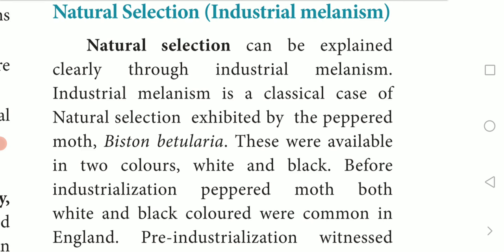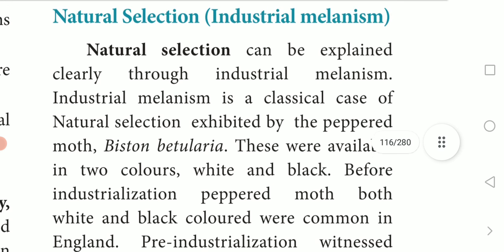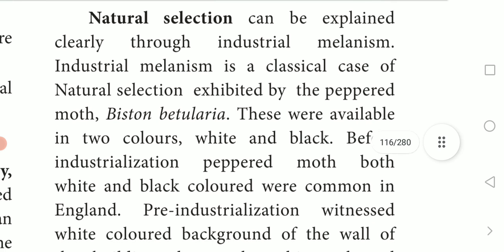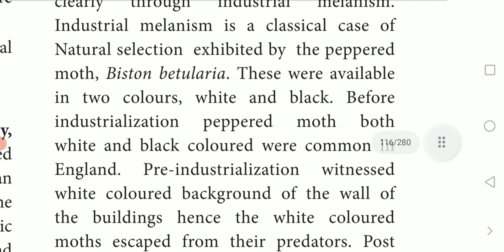What do you mean by melanism? In our skin, there is a protein, a pigment called melanin. That is why we call it melanism. Since that pigment, some of the chimneys that smoke black color smoke which comes out from the industries, that is industrial melanism.